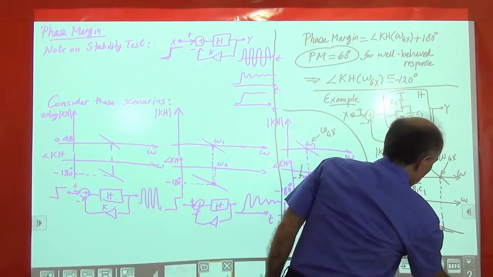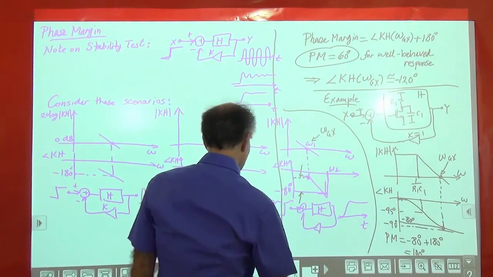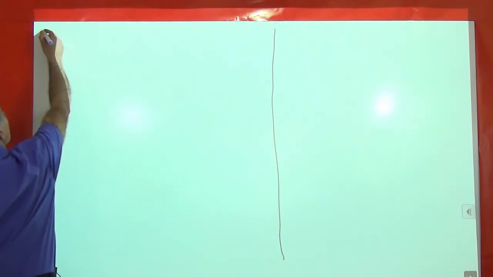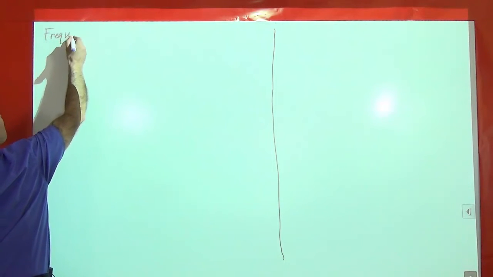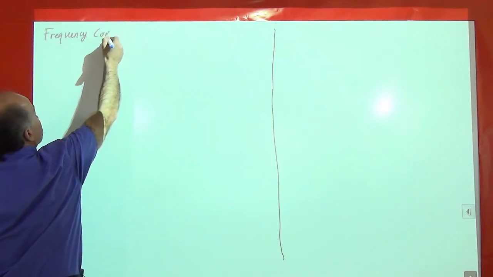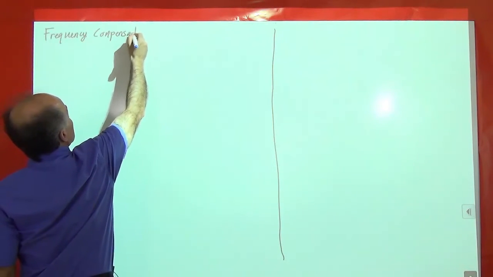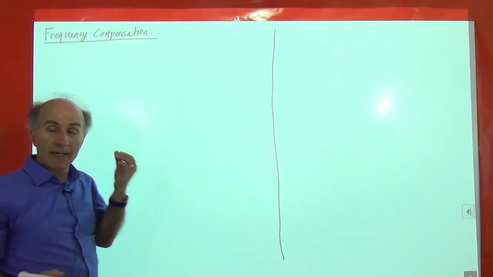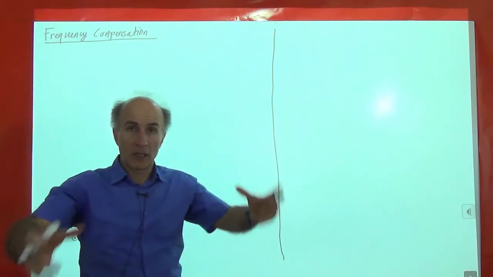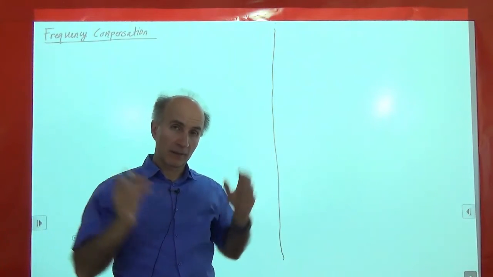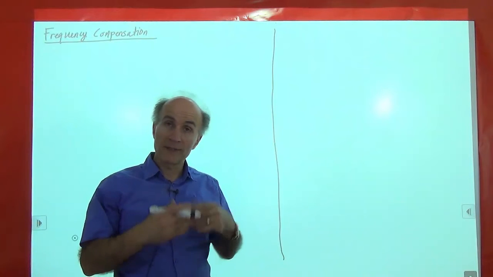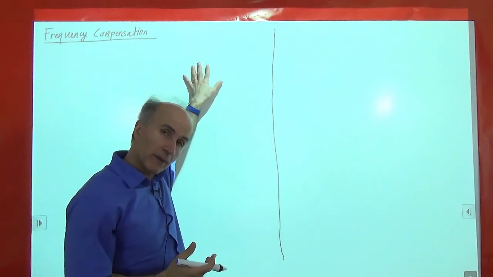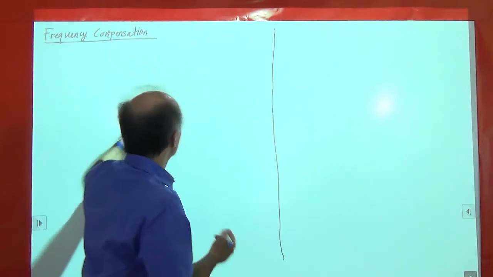Very well. Let's go to the next page and talk about one more concept, and that's frequency compensation. So let's say that I have bought an amplifier, I put it in a feedback loop, and the feedback loop is not stable. The question is, how do I stabilize the system? That act of stabilizing the system is called frequency compensation.